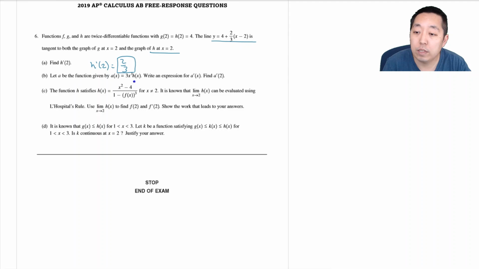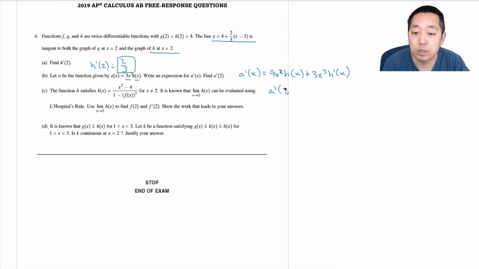So let a be the function given by a of x equals 3x cubed h of x. Write an expression for a prime of x. I'm going to do the product rule here. So this is going to be 9x squared h of x plus 3x cubed h prime of x.